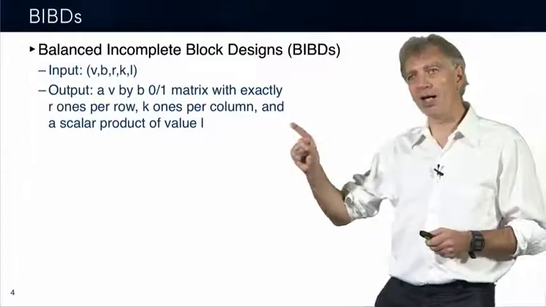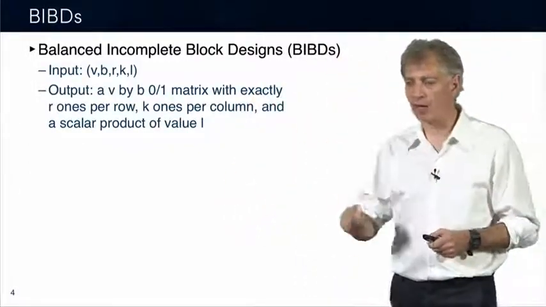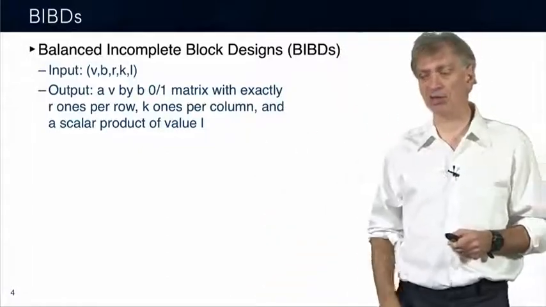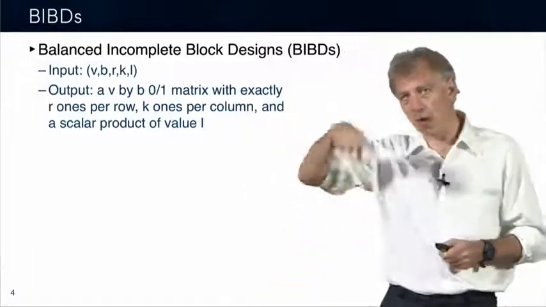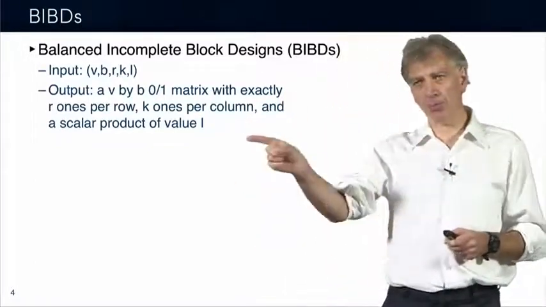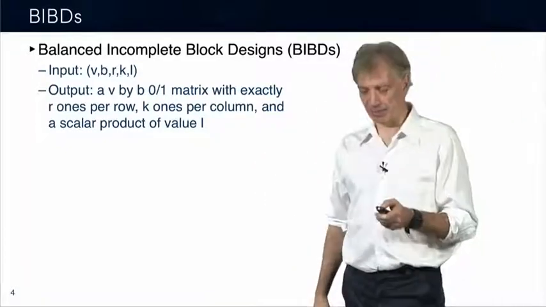And what we want is that this matrix satisfies 3 kinds of constraints. The first one is that the number of 1s on every row of that matrix has to be R. The number of 1s on every column has to be K. And then the scalar product of every 2 rows has to be exactly L.